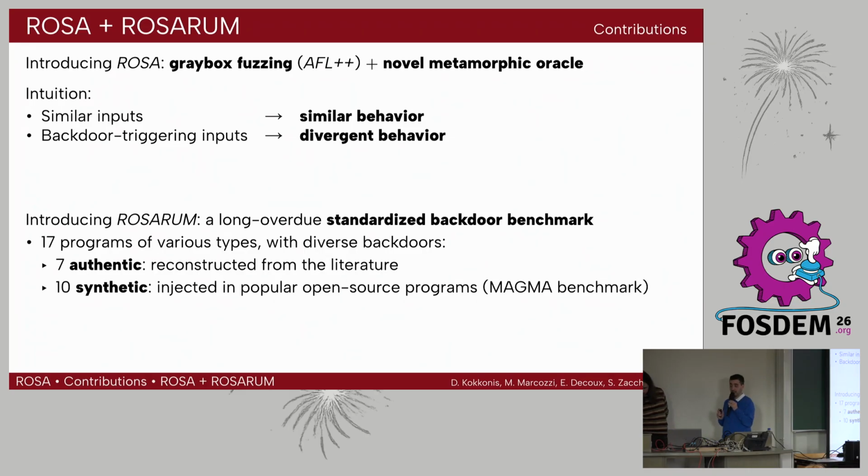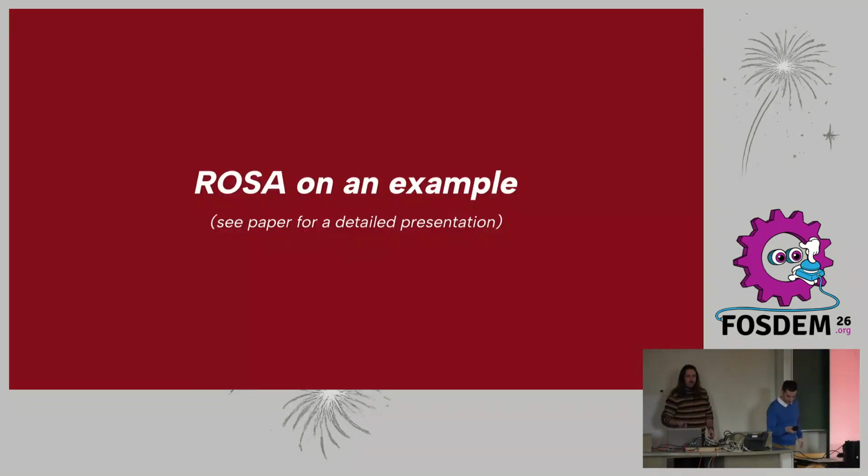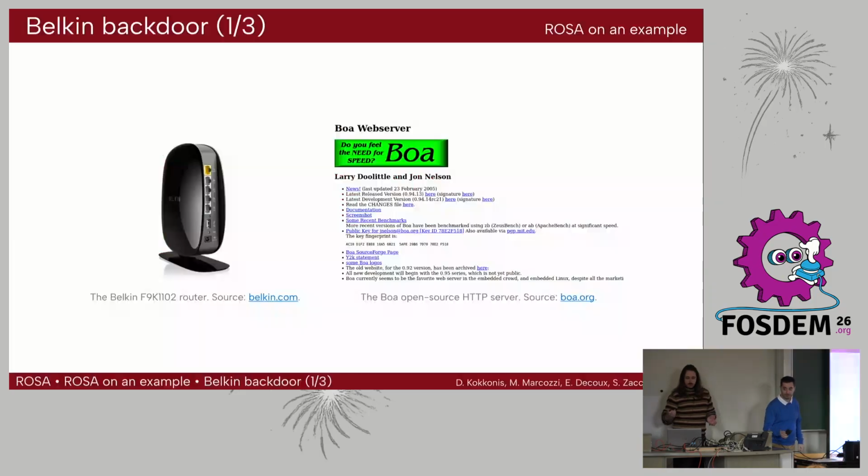So yeah, now Dimitri, the mic is yours so that you can give the technical details. All right, so let's go over a real example to see how ROSA works. There's this Belkin router model that is fairly popular. People have figured out that it runs a BOA server, by manually digging into the server. This BOA web server seems to not be maintained anymore, but Belkin used it at the time by adding some stuff on top of it, and people actually figured out that they had added a backdoor in the server.